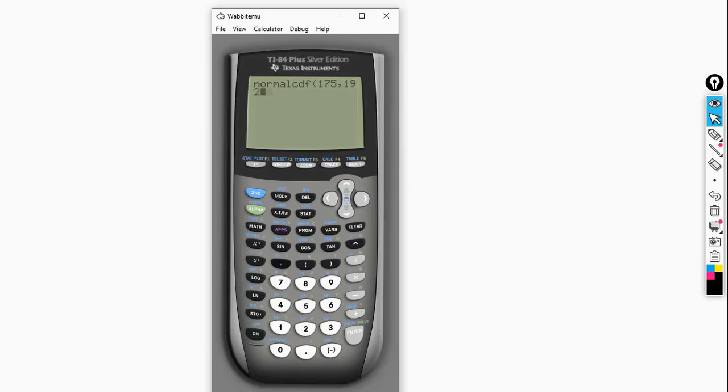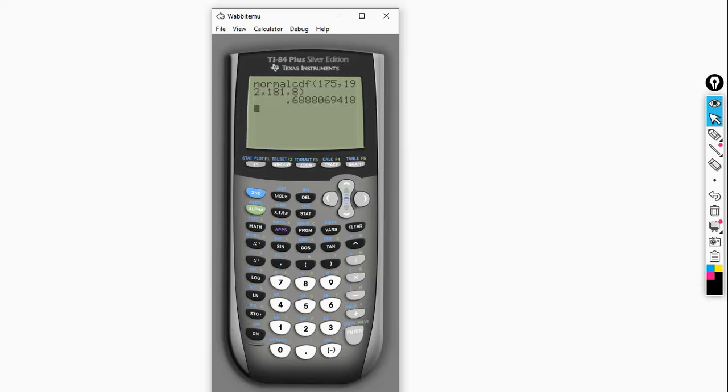192. Use a comma to separate that. And next we have the mean, which we said was 181. So 181. And then finally, the standard deviation, which we said was 8. We close parenthesis, you hit enter, and you're going to get that approximately 68.88% of the young men between ages 18 and 19 have a height between 175 and 192 centimeters.